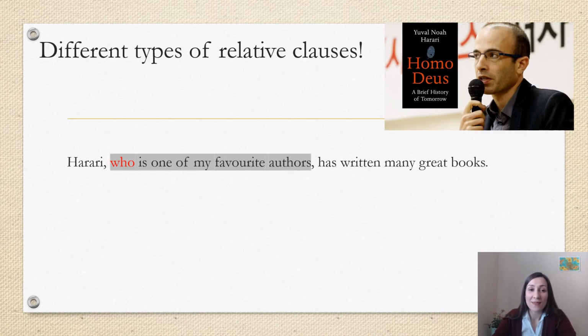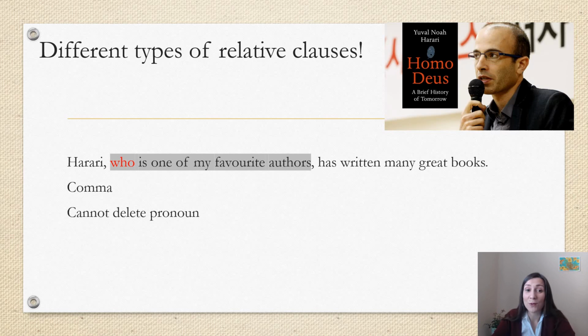So, this kind of sentence is called a non-defining relative clause. But that's not important. What's important is that with these sentences, you have a comma before and after. Harari, comma, who is one of my favorite authors, comma, has written many great books. So we just add this extra bit of information and we use commas before and after.